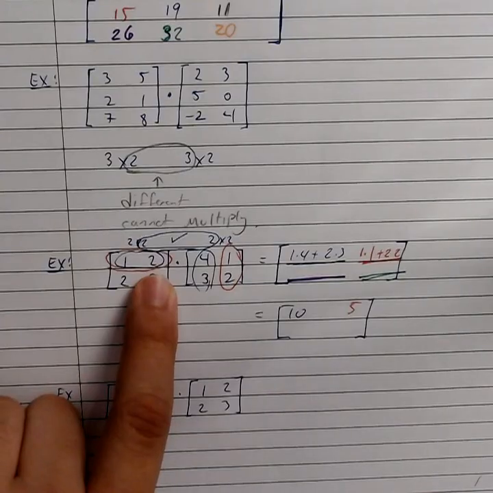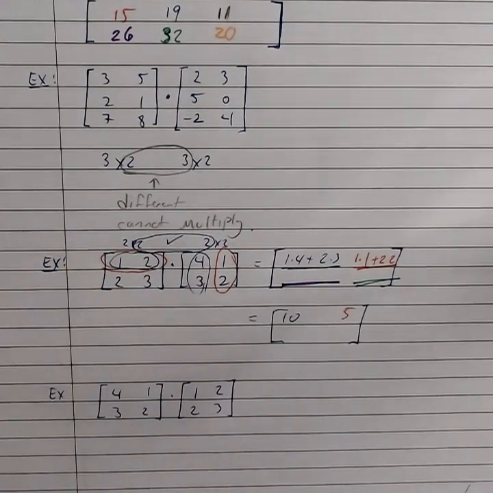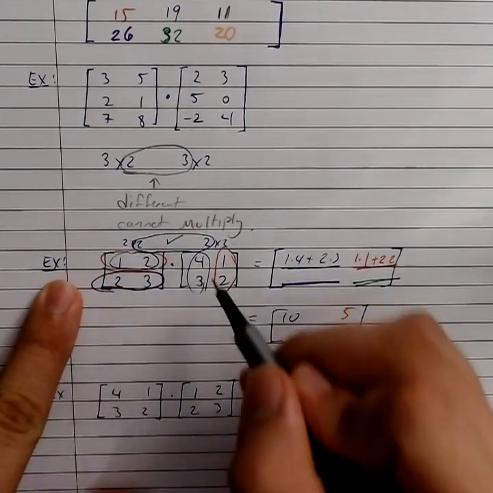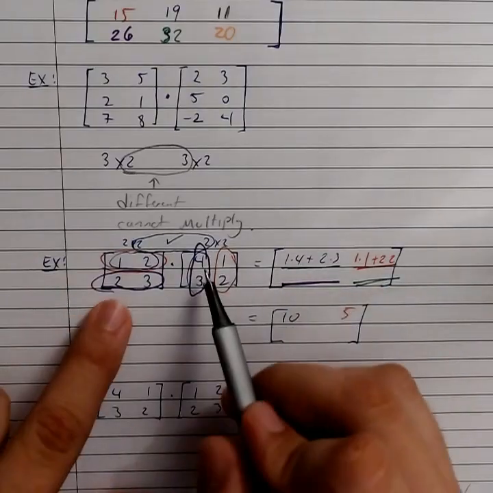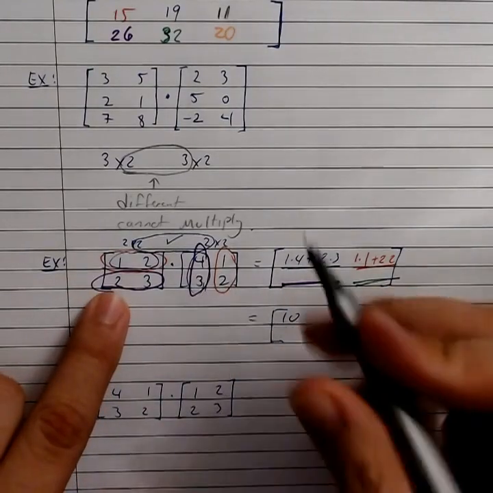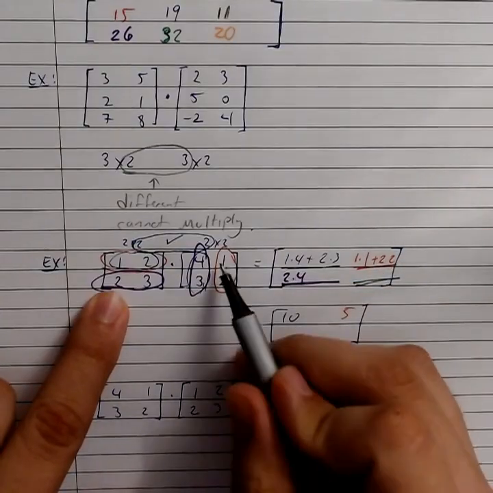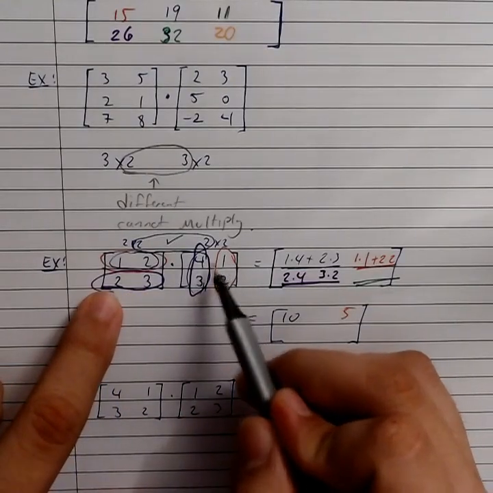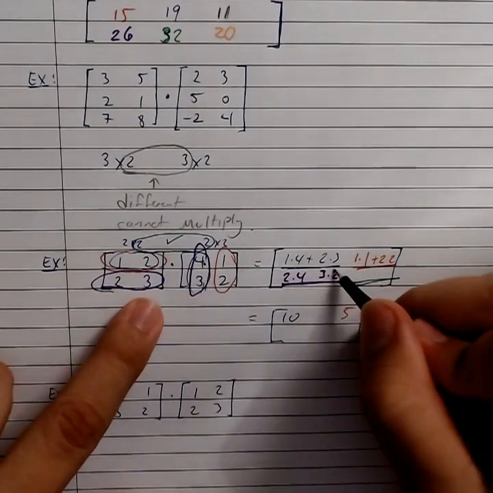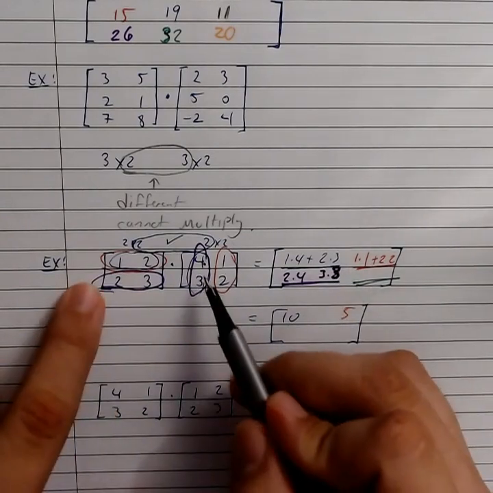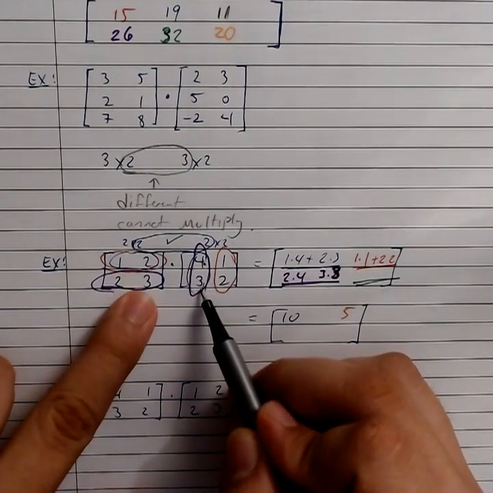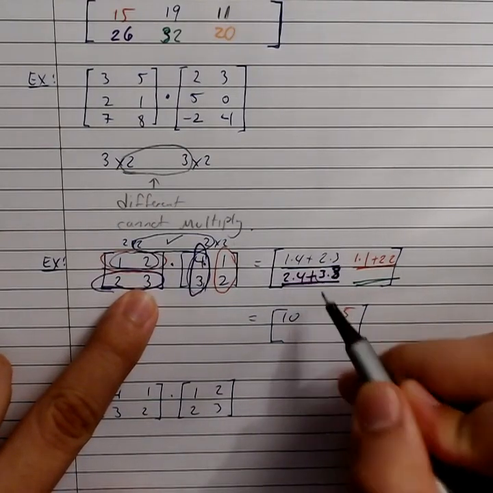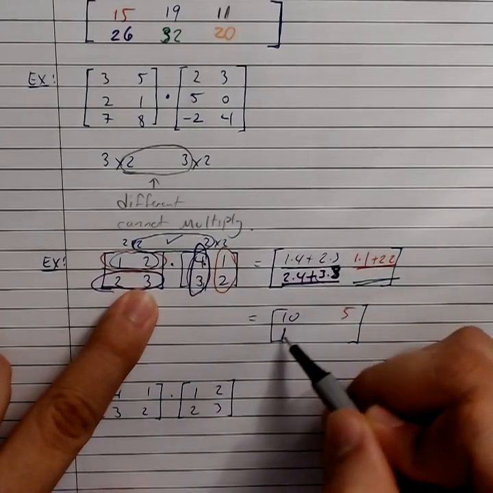The next one, second row, first column. Get the second row here, the first column there, left to right, top to bottom. 2 times 4, and then separately, 3 times 2. All right, 1 times 4, 3 times 3. I saw the wrong number. 2 times 4 and 3 times 3. Well, that's going to be 8, and that's going to be 9. And if we add 8 and 9, we get 17.